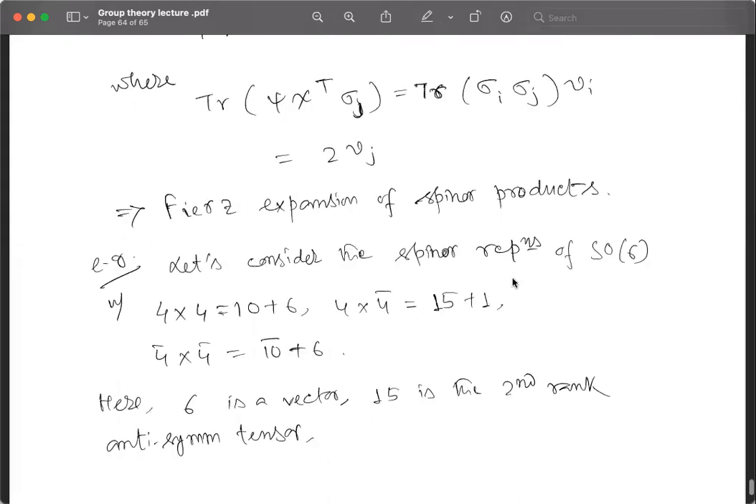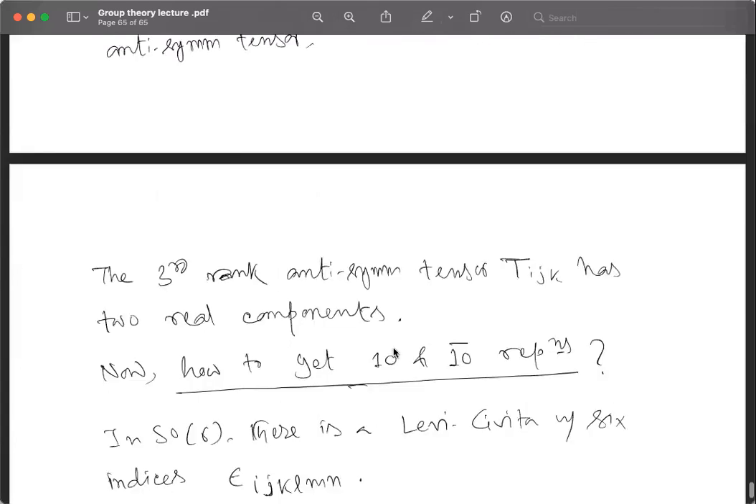For example, let's consider the spinor representations of SO6, where 4 cross 4 equals 10 plus 6, 4 cross 4 bar is 15 plus 1, and 4 bar cross 4 bar is 10 bar plus 6. Now here, of course, the 6 is a vector. The 15 is the rank 2 antisymmetric tensor, and you can check that if you count the number of real elements of a rank 2 antisymmetric tensor, you will get 15, and that's why the dimension is 15. But the third rank antisymmetric tensor T ijk has 20 real components.